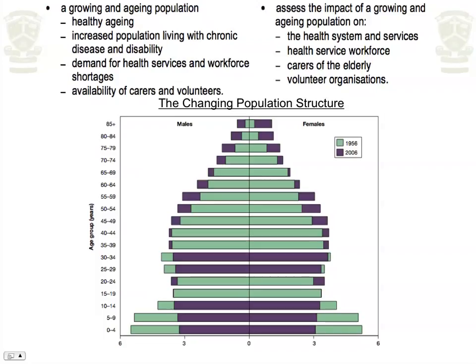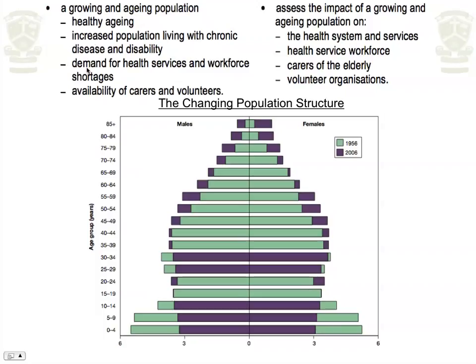This next STEM deals with a growing and ageing population and what impact that population has on various things. You can see up here at the top of the screen is the actual dot point, and it literally is called a growing and ageing population. There are 4 subheadings underneath it, which we will look at as we progress through this presentation.